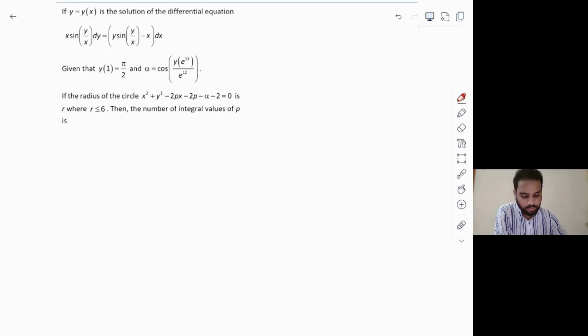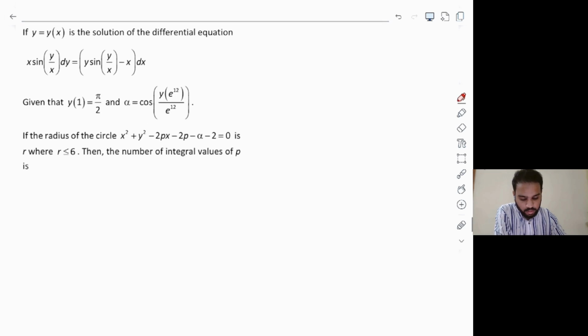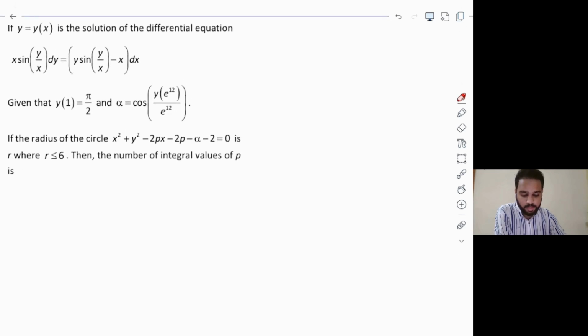Let's take the next question. And this is a question from differential equations. So look at the differential equation given to us here. It is x into sin(y/x) multiplied by dy is equal to y into sin(y/x) minus x multiplied by dx.